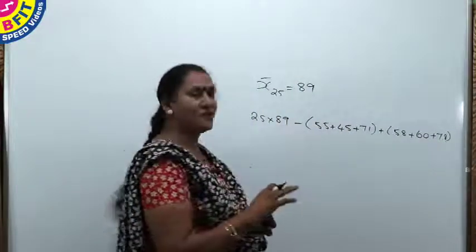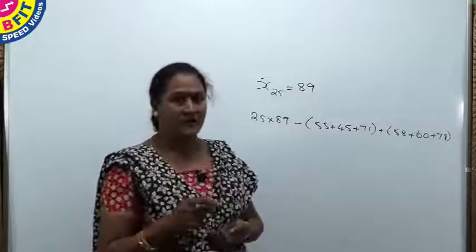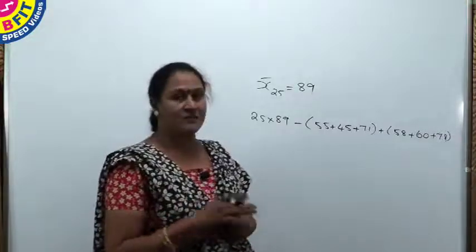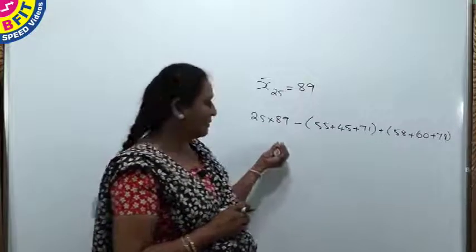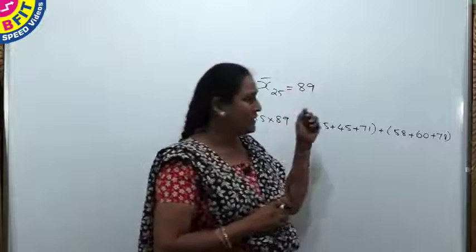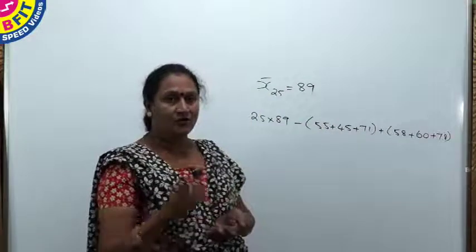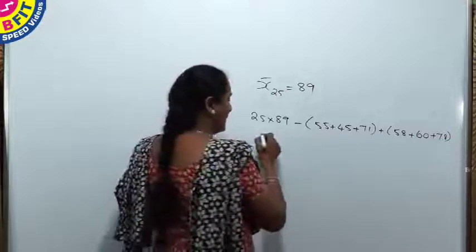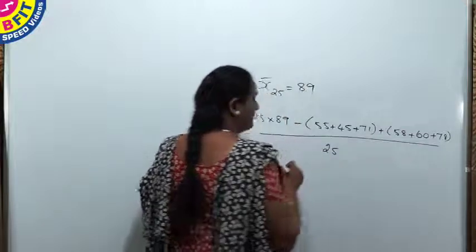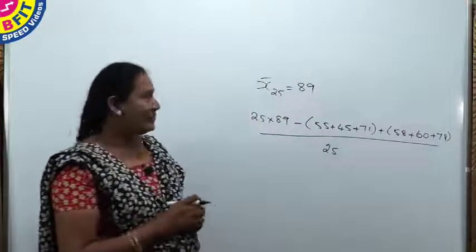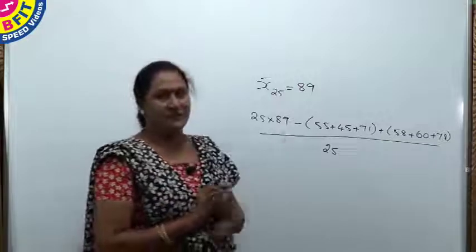So this is also a case of replacing a term. So there we saw replacement of one term. Here more than one term is replaced. So this sum which is wrong, from this we take away the wrong data and add the correct data. The sum is corrected. Now to find the average, we will divide this throughout by the number of terms, 25. As we are replacing terms here also, the number of terms remains the same.